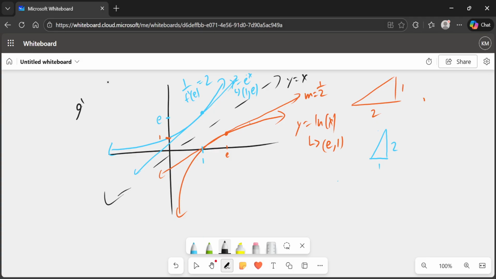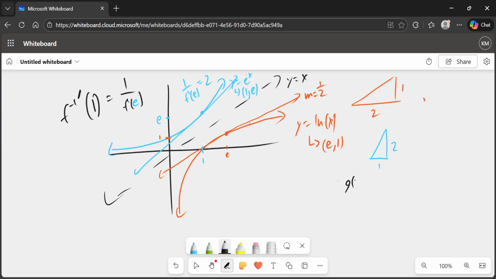Because if this question is asking what is g prime or what is f inverse prime, it's going to ask for f inverse prime of 1, right? But that's not equal to 1 over f prime of 1. That's equal to 1 over f prime of e, because in our derivation, if you remember, in fact, I'll just do that again real quick off to the side.